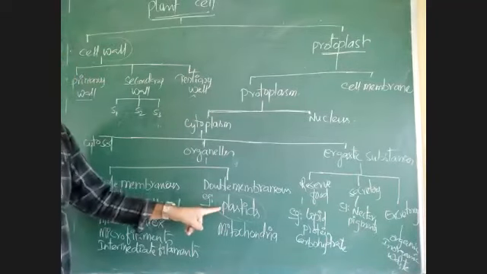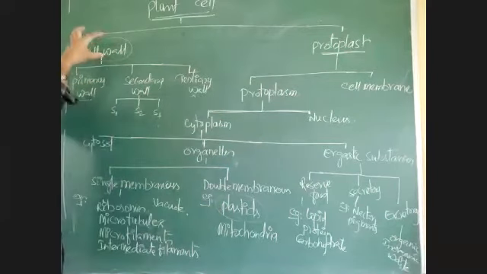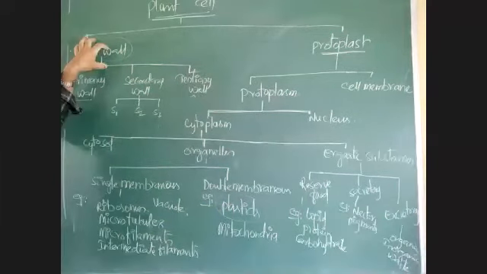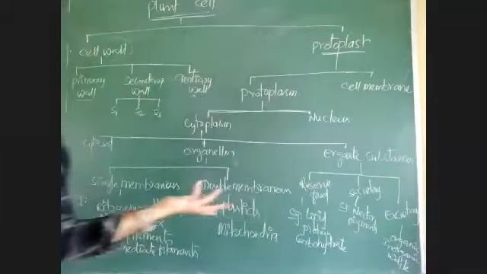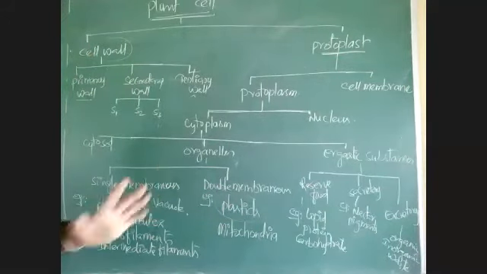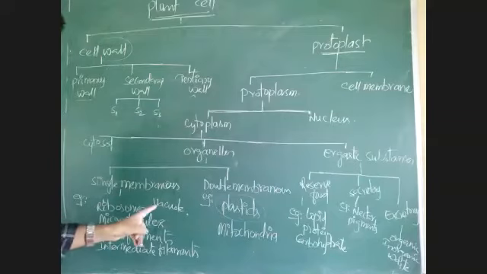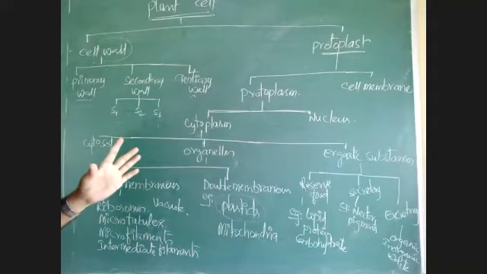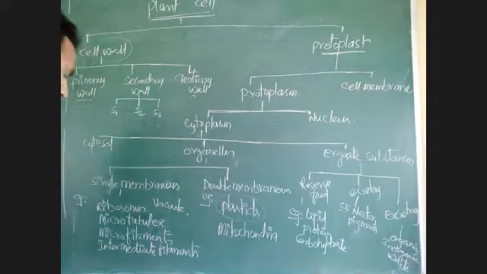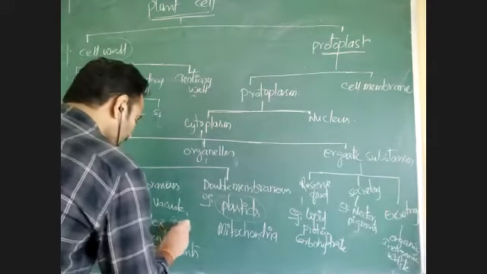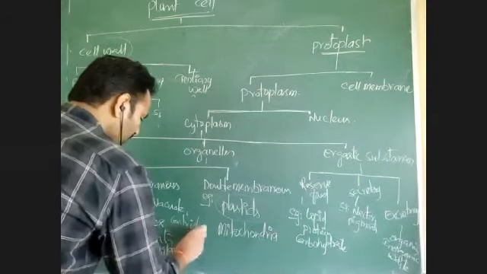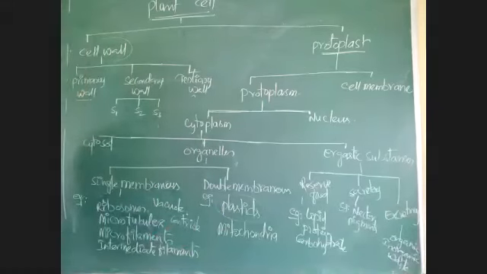Plastids are absent in animal cells. If we remove this cell wall and plastid, in total it will become an animal cell. Simple. But in single membranous organelles, along with this you will write centriole also in animal cell. Okay, here write centriole.